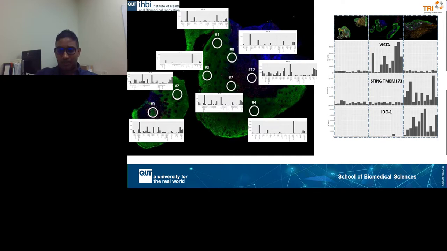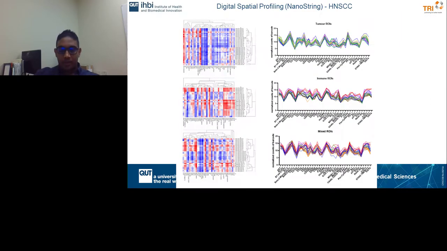So they're involved in immune regulation, and we're trying to look at this in greater depth. So not just the PD-1, PD-L1, but what about the other markers? And then spatially, where is VISTA expressed? Where is STING expressed? Where is IDO1 expressed? And how does that associate with disease progression? And this is another snapshot of the variation across those 8 tumors for the tumor, immune, and mixed ROIs, and the variation across those markers going across the chart there.